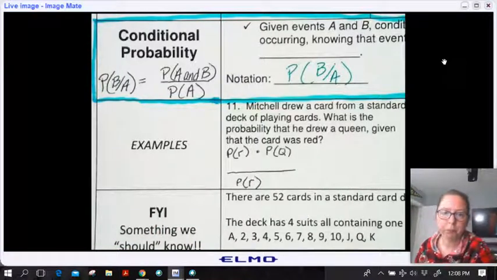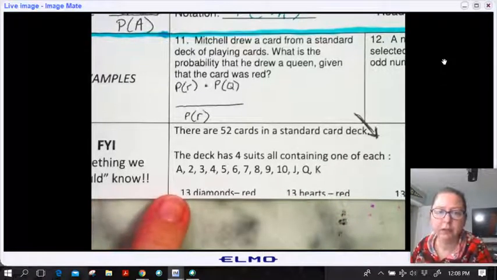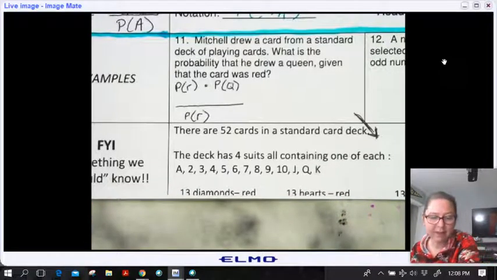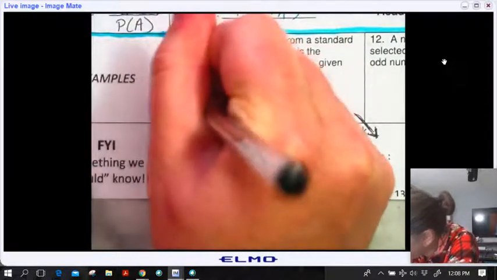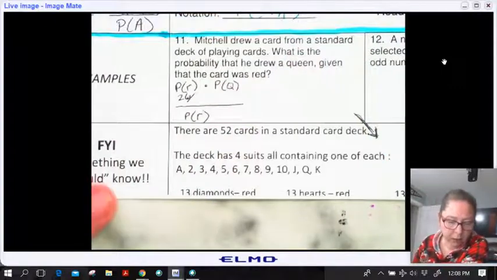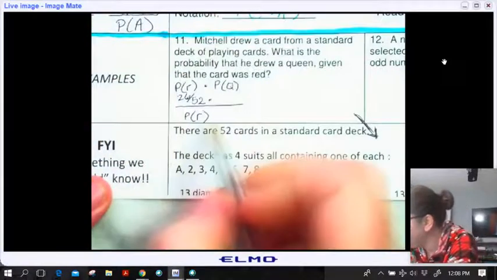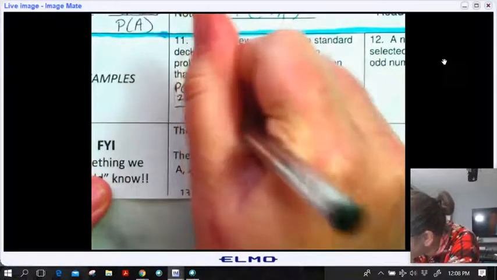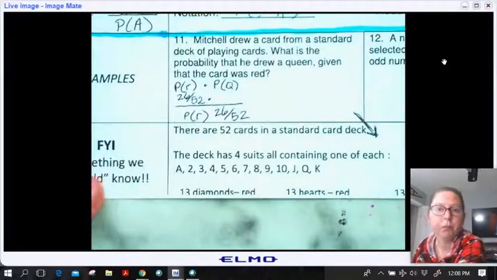So how many red cards are in a deck? Well, 2 of the suits are red, 13 and 13. So that would be 26. 26 out of 52 total playing cards. Okay, so that also goes on the bottom. 26 reds out of 52 total.